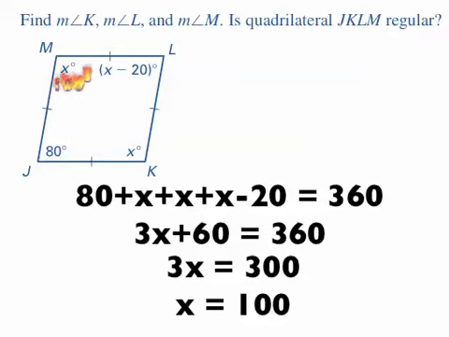So I'm going to go ahead and label those. Those were just x, so I'm just going to say that they're each 100 degrees, and when I do 100 minus 20, I get 80 degrees. It says, is quadrilateral JKLM regular? The answer to that question would be no, it is not regular. It is equilateral, but it is not equiangular.